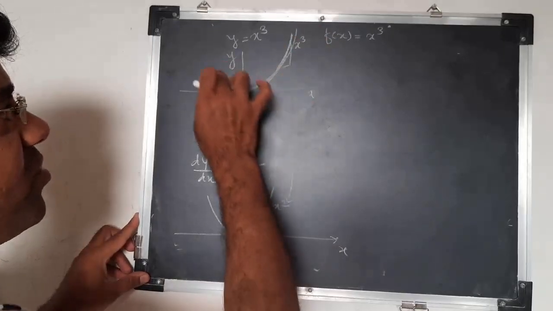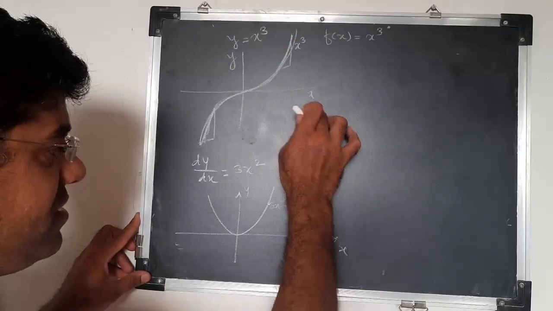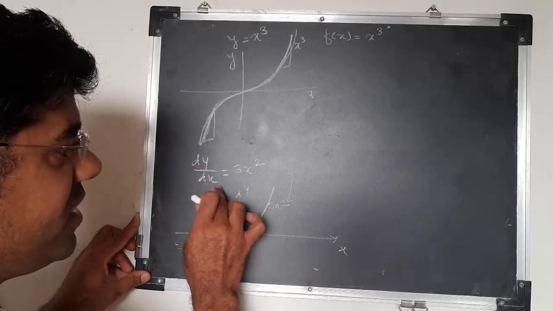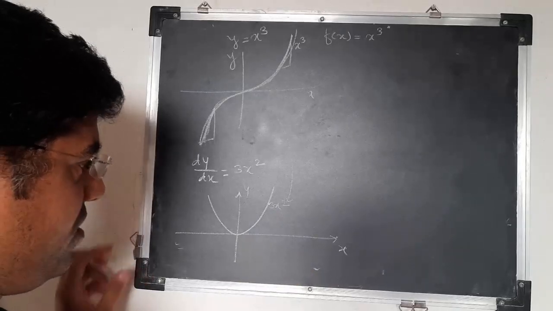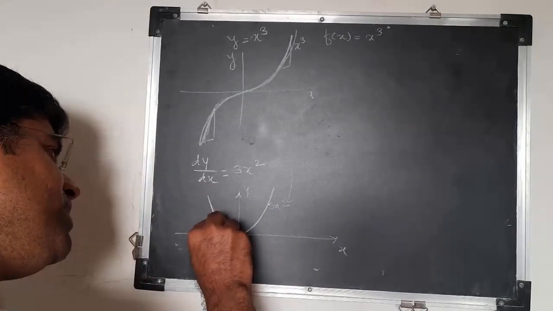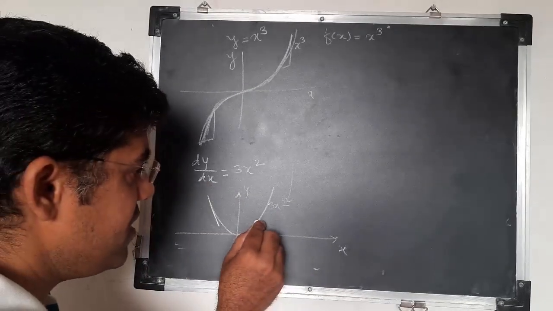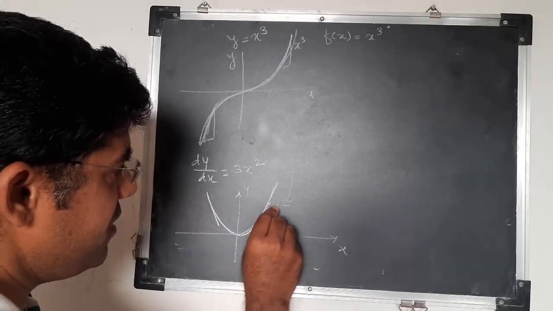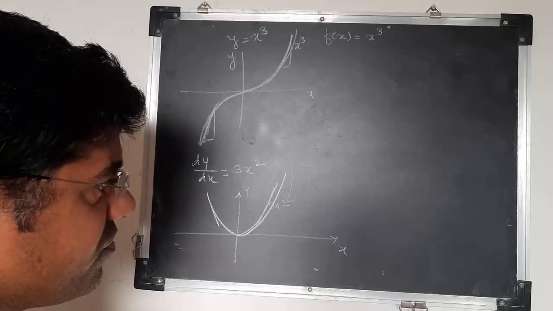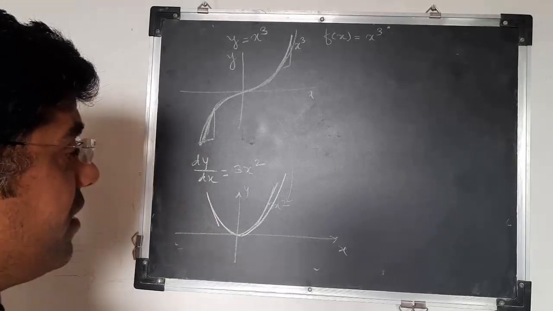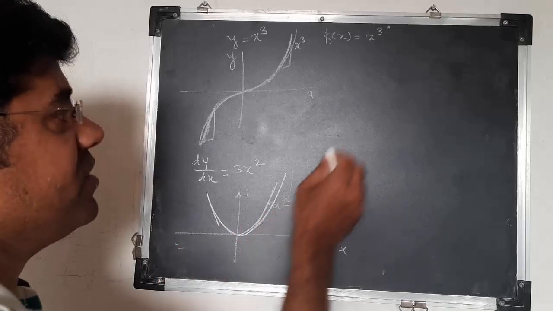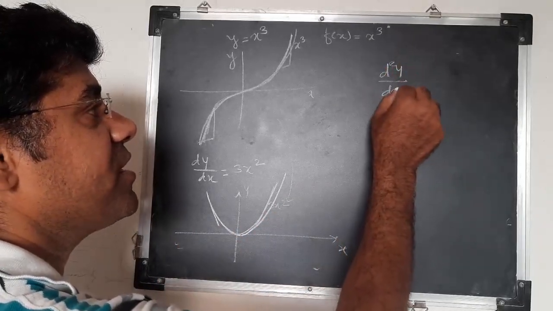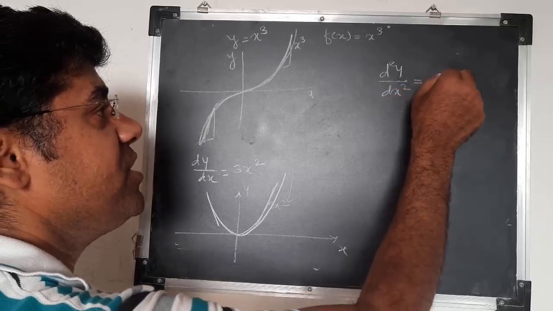When you take the small change in y divided by the change in x, you get the differentiation, the rate of change of y with respect to x. So 3x square gives a parabola. In this region the slope is negative, and in this region the slope is positive. So it goes from negative to 0 and then to the positive region. Again I find the slope of this one, which is d2y by dx square. This is nothing but 6x.